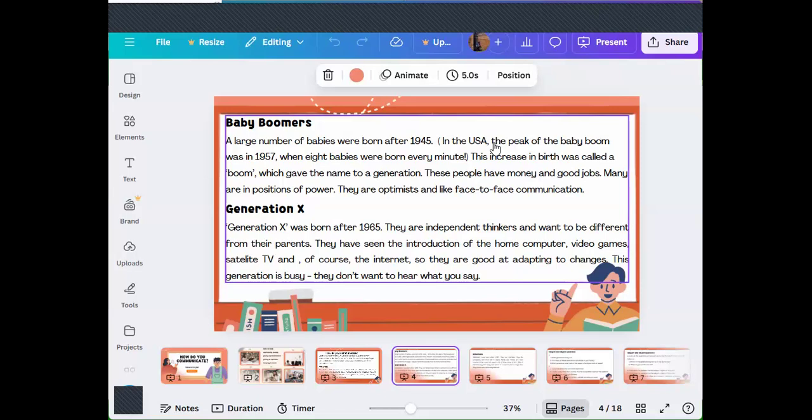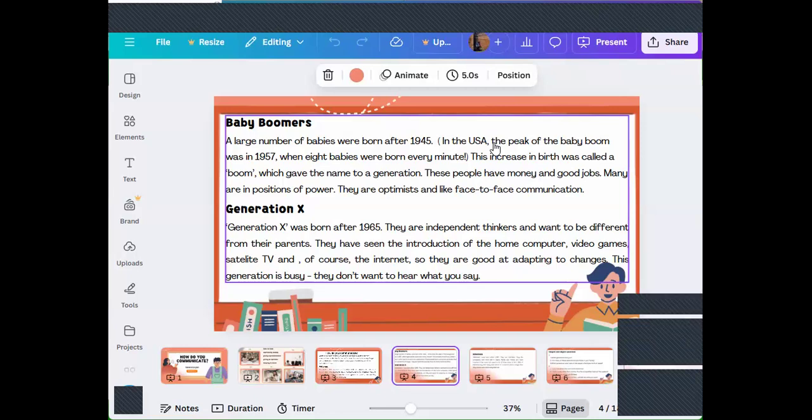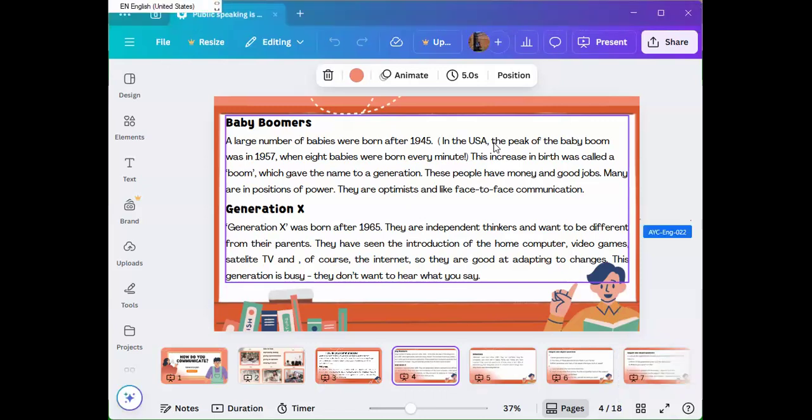All right, so this increase in births was called a boom, which gave the name to a generation. These people have money and good jobs, and many are in positions of power. Power means that most of the people born as baby boomers are mostly leaders of the country or the city or village. They like to have power, and they are optimists.